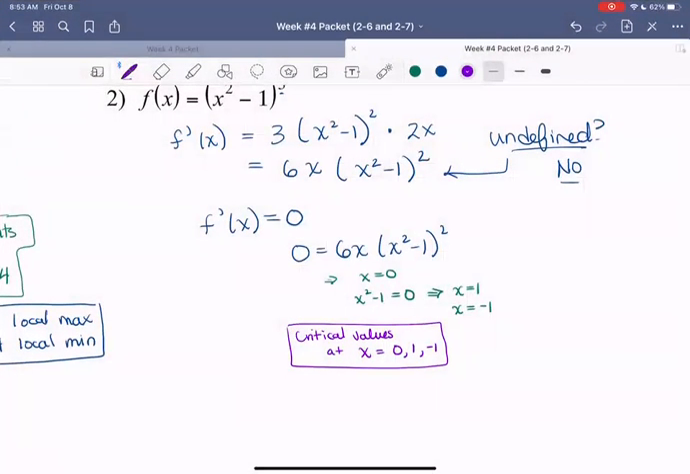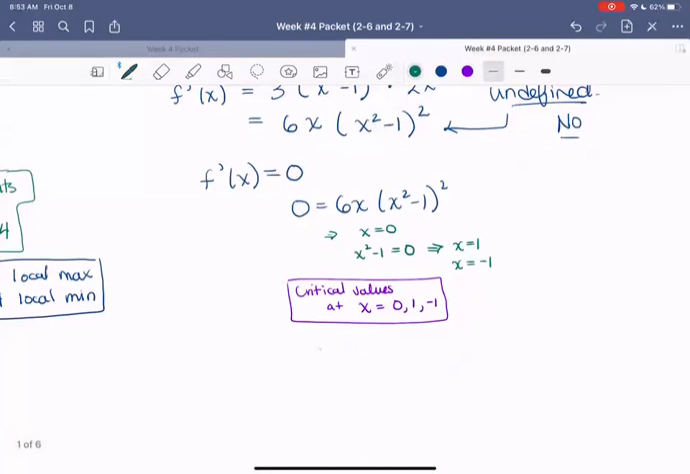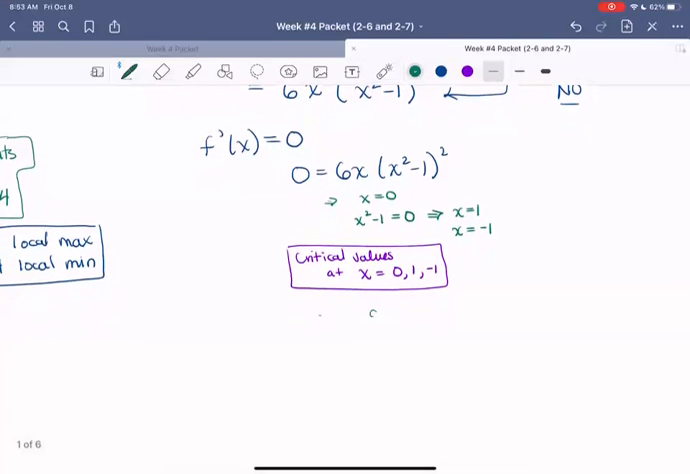So going back to our notes, we can summarize. At x equals 0, we have a local min, but no local extrema at x equals -1 or 1.